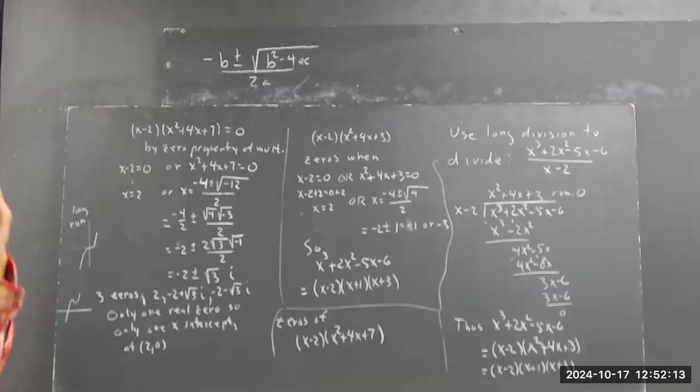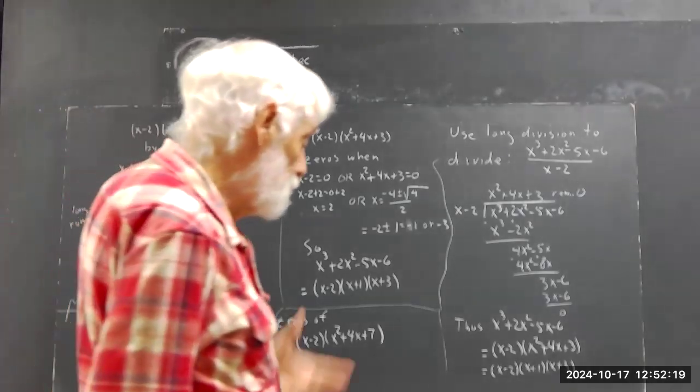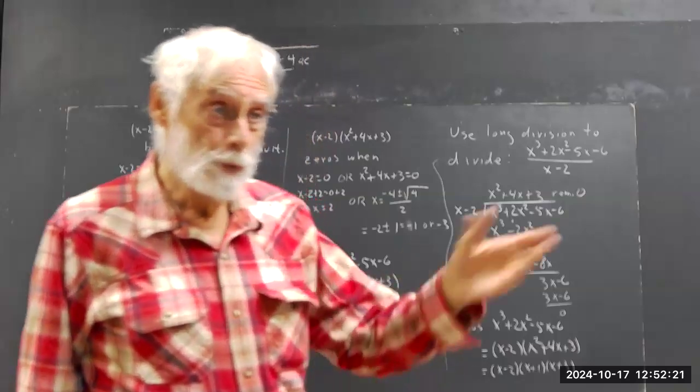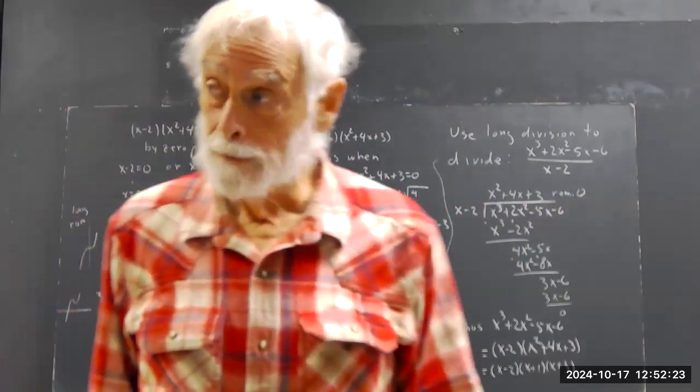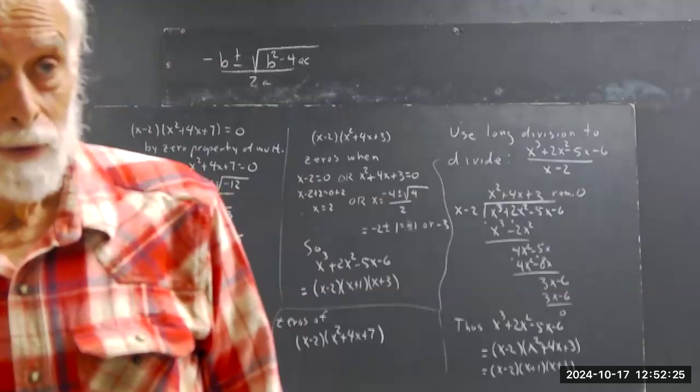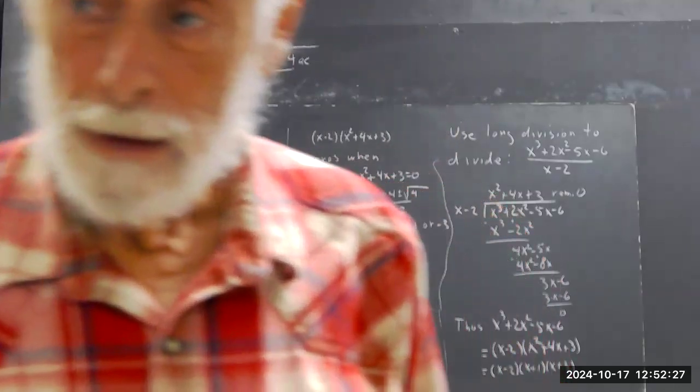Well, that's pretty much what you need to know to do complex zeros. And it's really, again, people that went ahead and did the assignment did fine with it. And sometimes there are some mistakes and stuff.